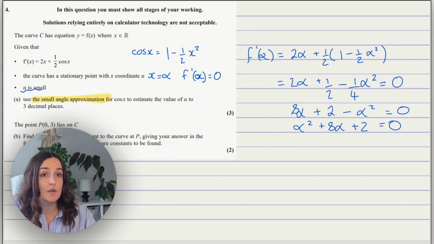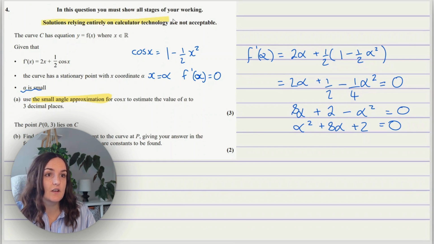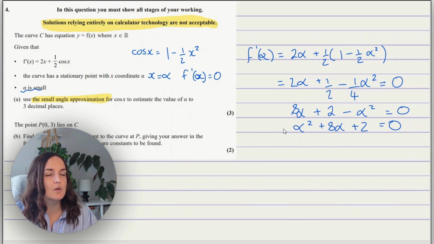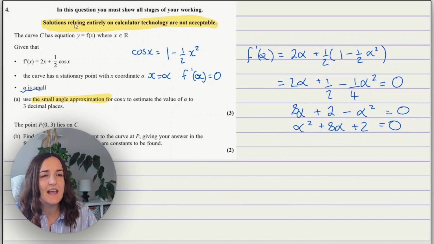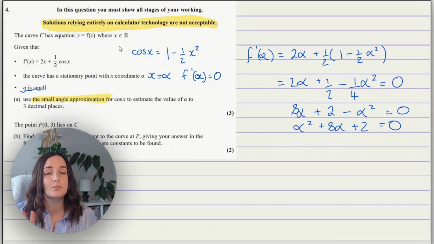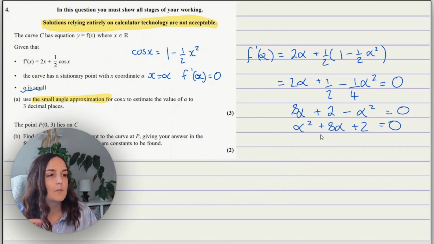And now this is the point where you really need to pay attention to the fact that it says solutions relying entirely on calculator technology are not acceptable. I think what they're getting at here is you can't use the calculator to do the whole thing, but I wouldn't put it past them that they meant you're meant to use the quadratic formula here. So I would just be careful if they say anything about a calculator, just write the quadratic formula out, even if you use your calculator. They don't know.